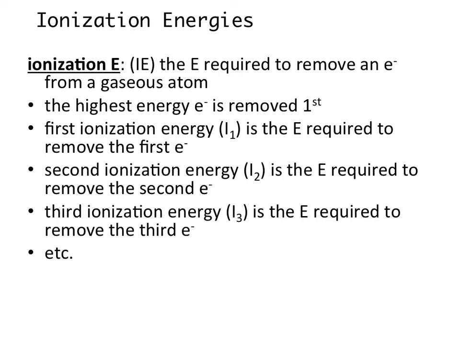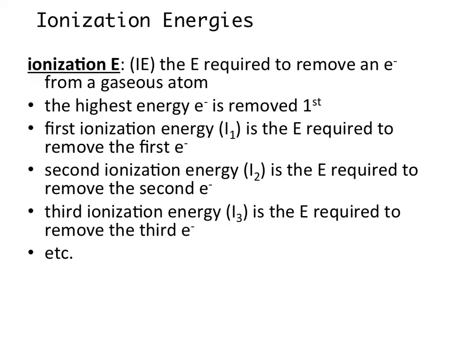Ionization energies are the energy that's required in order to remove an electron from a gaseous atom. So basically, we just talked about ions. In this case, we would be referring to cations, the formation of cations, because we're removing electrons. So ionization energy here is basically the energy required to remove that electron.